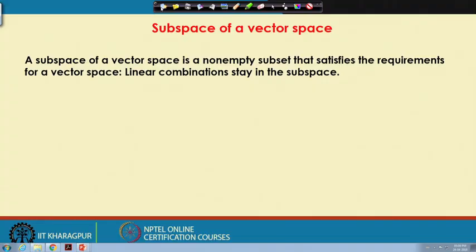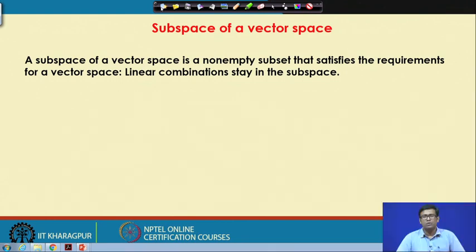Now, we are interested in subspaces, or the smaller spaces inside that real coordinate space, in which our solution of Ax is equal to b will lie in case there are infinite solutions. That is the main motivation for us to look into the particular linear algebra chapter called vector space. So, we came to the definition of a subspace of a vector space. A subspace is a smaller space inside a vector space which satisfies the requirements of a vector space.